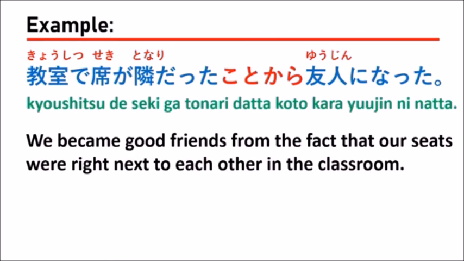Before the Kotokara is the reason, and after the Kotokara is the result. In this sentence, why were they good friends? Because their seats were near each other, they could talk to each other, and in the end they could make friends. So before Kotokara is the reason why, and after Kotokara is the result. The result is good friends. Why are they good friends? Because they have seats near each other.